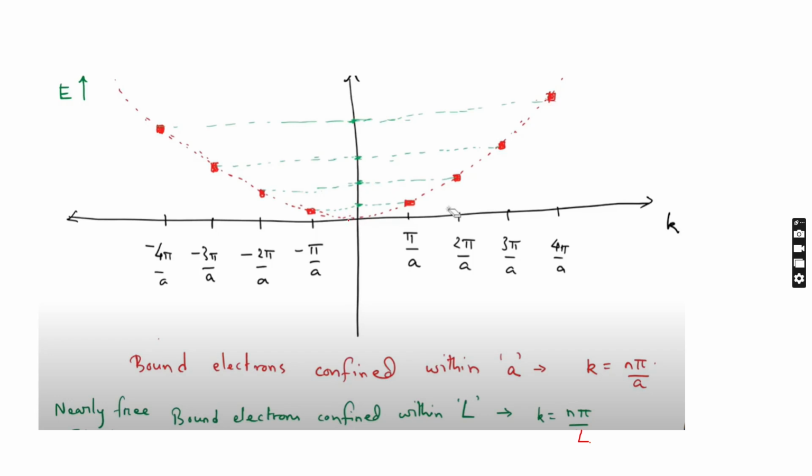Then the dispersion relation, the E versus k curve, will be like this. The gap between these two will be about 10 to the minus 11 value. That is very small, so we will feel it as a continuous one, but actually it consists of discrete values. Okay.